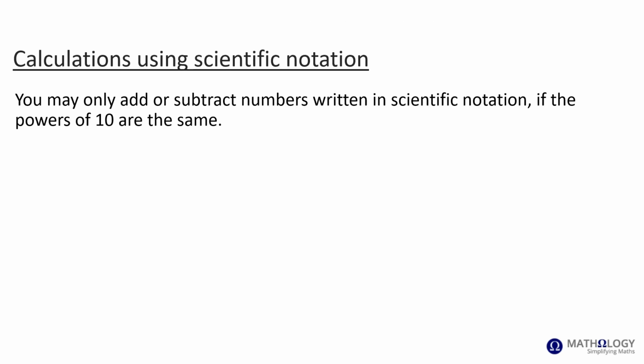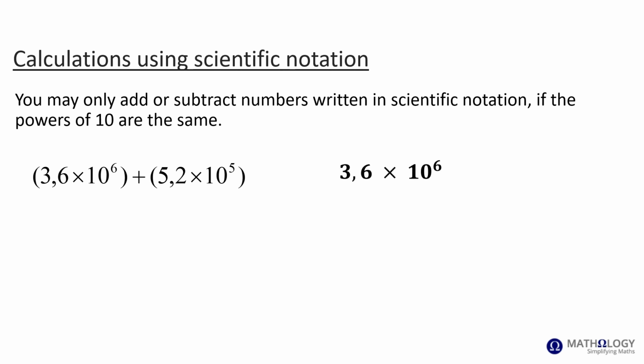When it comes to adding or subtracting decimal numbers in scientific notation, the power of 10 must always be the same. For example, to add 3.6 times 10 to the 6 and 5.2 times 10 to the 5, we must either have both numbers expressed to the power of 5, or both expressed to the power of 6. So, we will express 3.6 times 10 to the 6 as a power of 5. To do this, we need to divide the number by 10, but in doing so, we also need to multiply by 10, so that we don't change the value of the number.